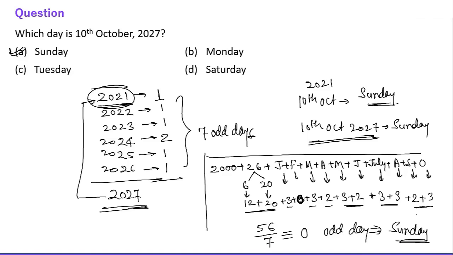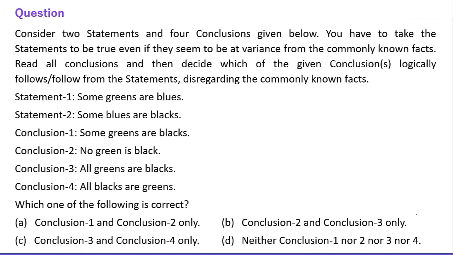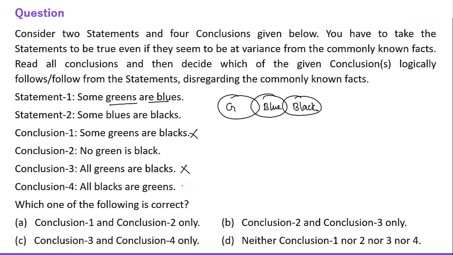Now let's move to another question. The next question says, consider the two statements and four conclusions given below. Some greens are blues. Some blues are blacks. That is the first and second statement. Now the conclusions: 1, some greens are blacks. 2, no green is black. 3, all greens are black. 4, all blacks are green. Which of the following is correct?